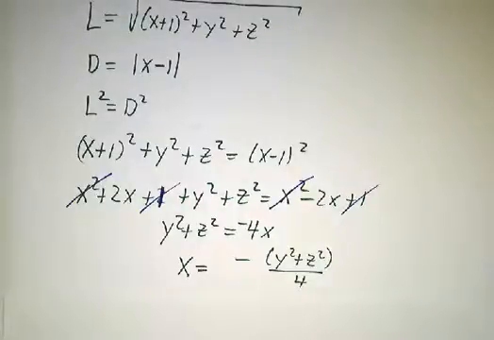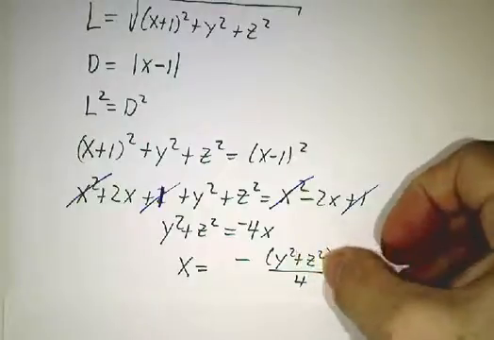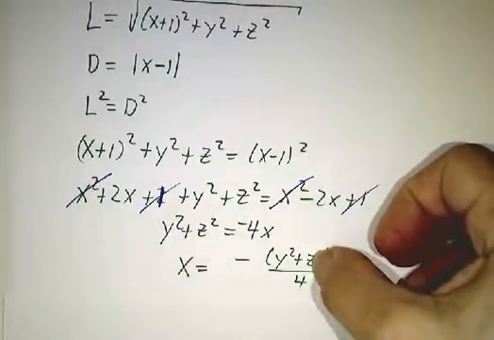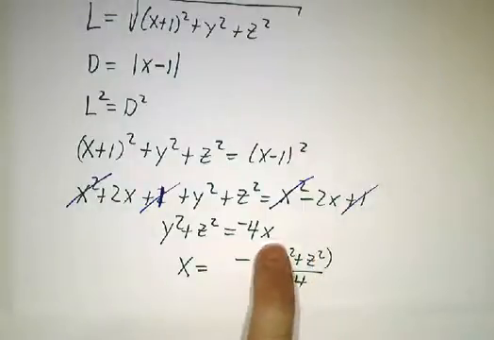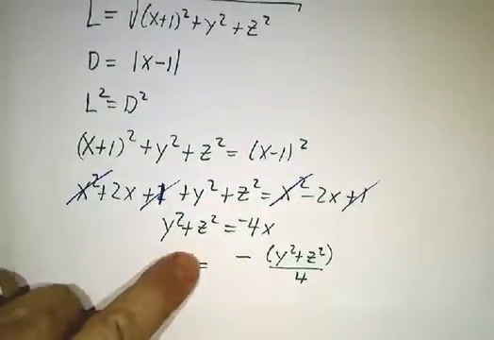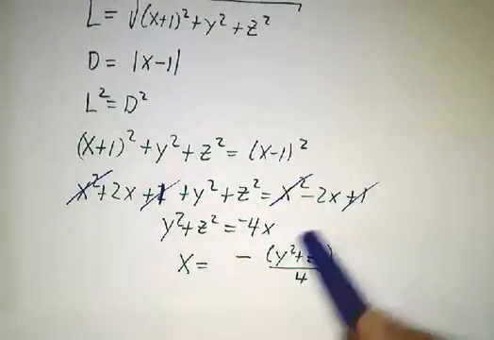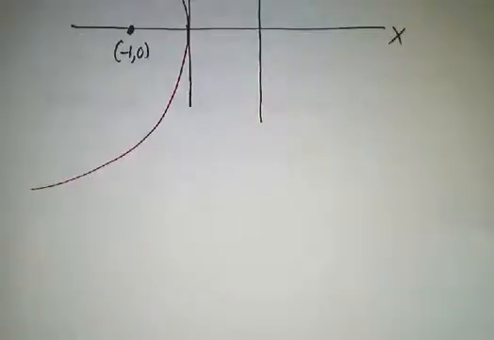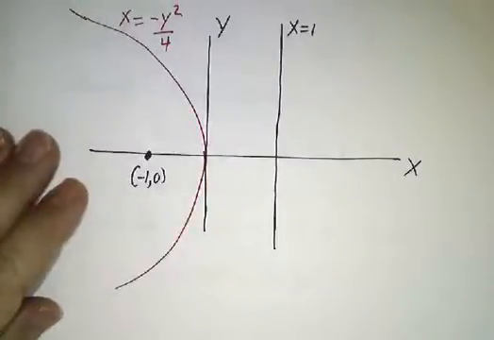paraboloid. If we just looked at a trace and we fixed the value of z, we'd get x going as minus y squared over 4. We fix the value of y, we get that x goes as minus z squared. If we fix the value of x, we get that y squared plus z squared is a constant. So this is an elliptic paraboloid. And the picture we can get by doing a trace.